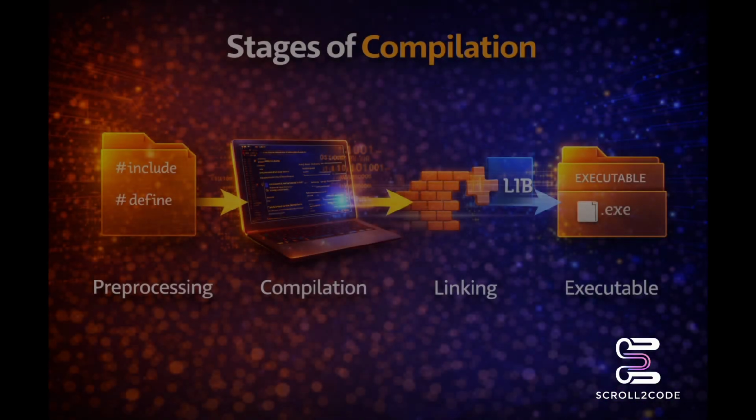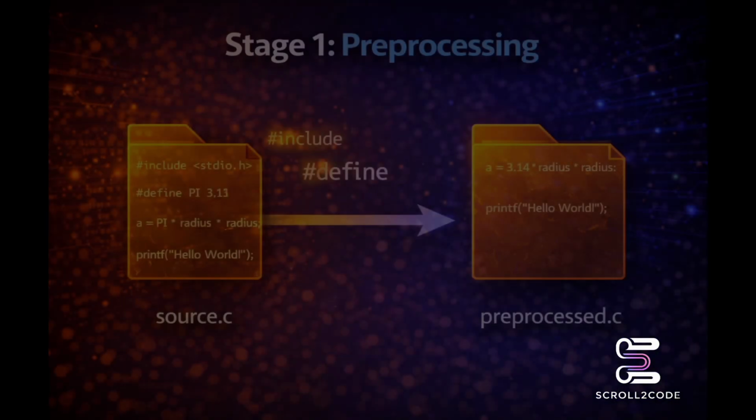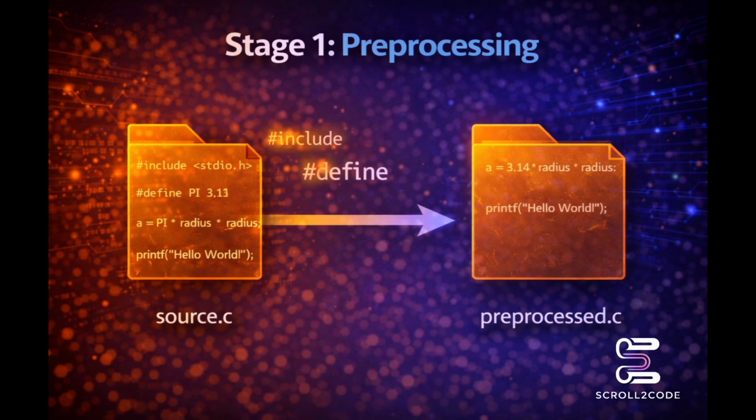Now let's slow down and clearly understand what happens from the moment you write code to the moment the program runs. Stage 1, preprocessing. Before actual compilation begins, the preprocessor runs. It handles things like #include, #define. The preprocessor copies the content or includes the header files into your program. No checking, no logic, just text replacement.